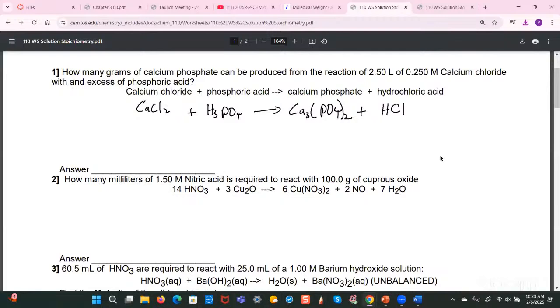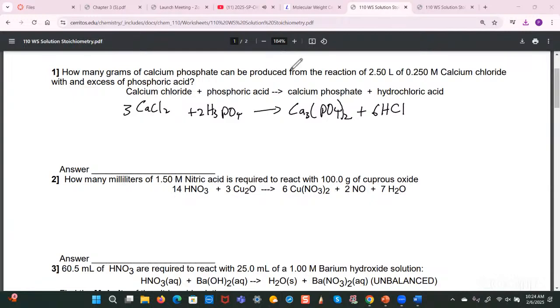All right, so yes, we need to balance this equation. How do we go about balancing this equation? 3, 2, 1, 6. That's correct. So we have to do that first before we can do anything else.